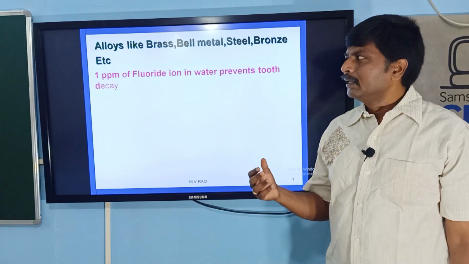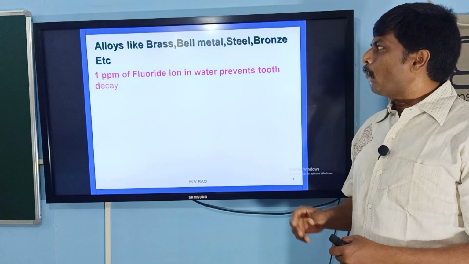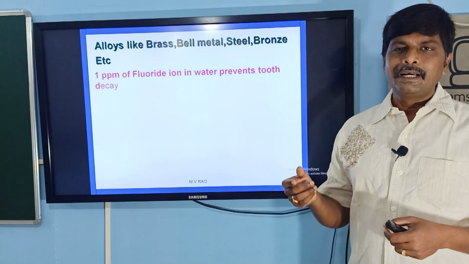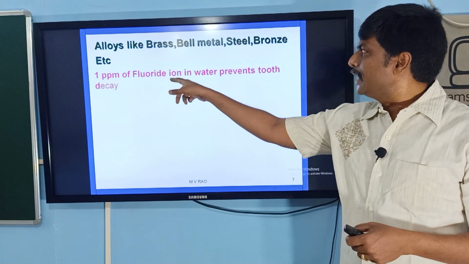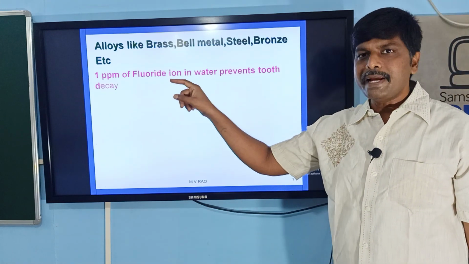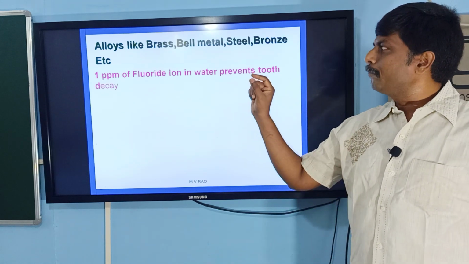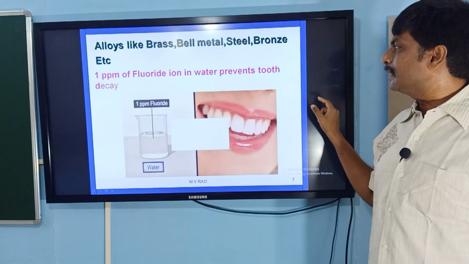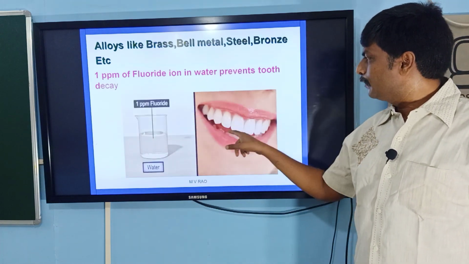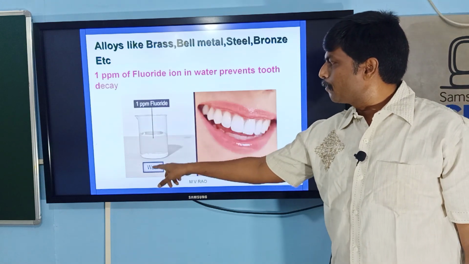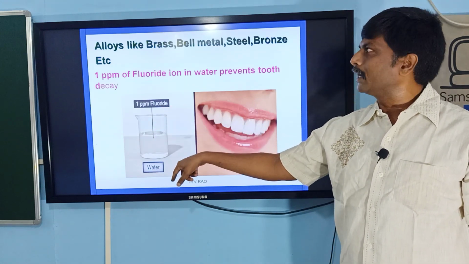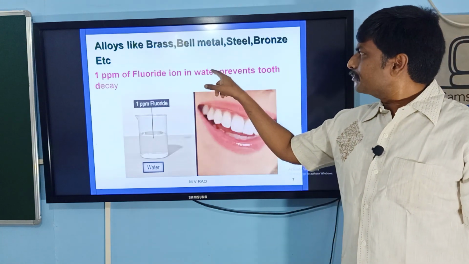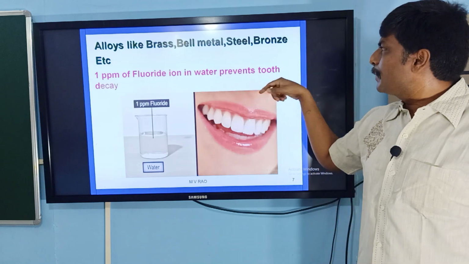Not only this one, this is one more point discussed here. 1 ppm of fluoride ion in water prevents tooth decay. Fluoride, F minus ion, in water, 1 ppm, 1 part per million. If 1 part per million of fluoride ion is in water, it prevents tooth decay. Fluoride in water is a mixture. If it is 1 ppm, then it prevents tooth decay.